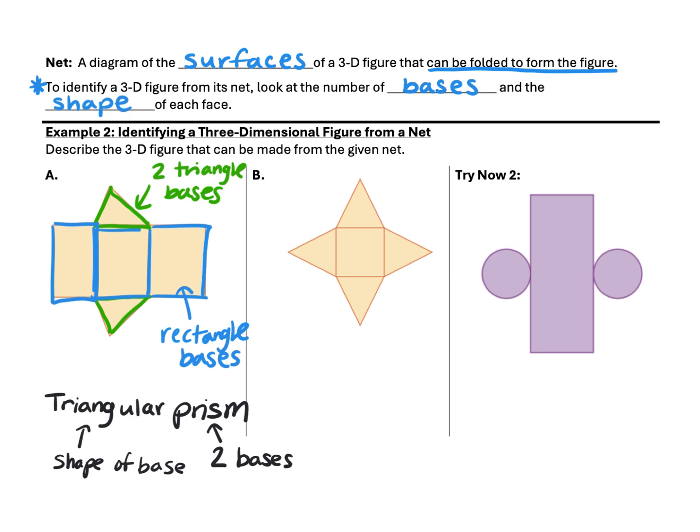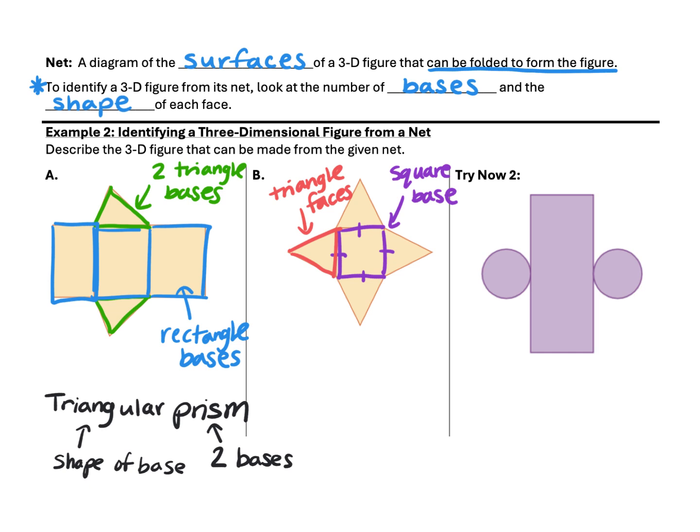In the middle figure here, notice that there's just 1 rectangle in the middle, and then the rest of the faces are triangles. Let's actually mark these sides congruent, and then I'm going to call it a square. So I have 1 square base. Also, note that the faces here are triangles. So if we folded this up, because of the triangles, it's going to become a pyramid.